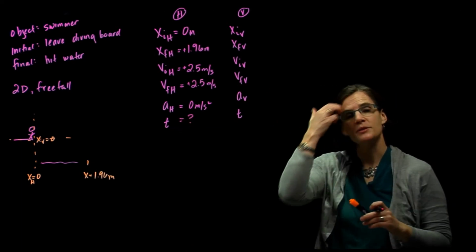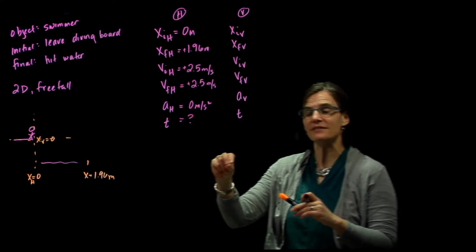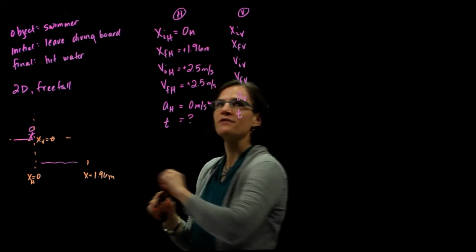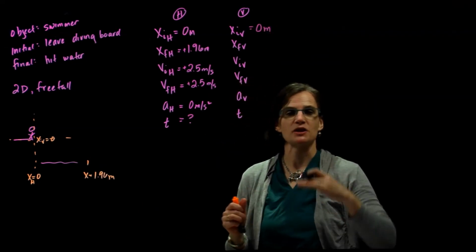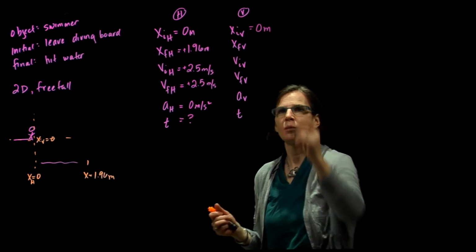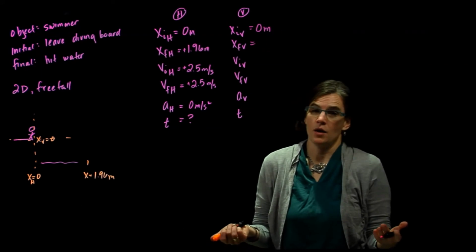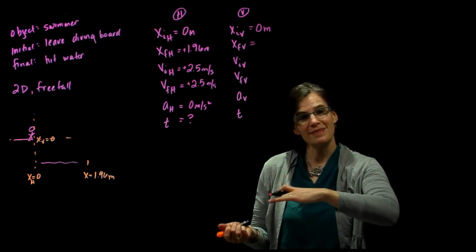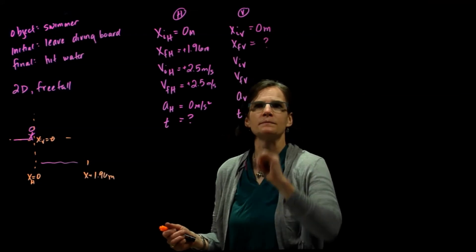Well, where does the object, the swimmer, start? What is the position when he leaves the diving board? We've defined that position in the vertical dimension as 0 as well. Where does he land? Well, the problem doesn't say how high the diving board is. It doesn't tell us what that water level is vertically, so we don't know.